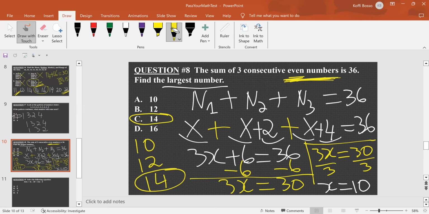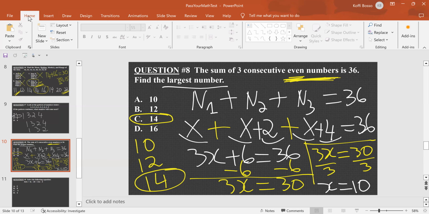Another way to solve this question: suppose you don't know how to write this equation, but because it's a multiple choice, it's possible to find the correct answer. They say to find the largest number. So you can assume that the largest number is 10. So you go backward, which means what? Let's go to another slide to show what I mean.